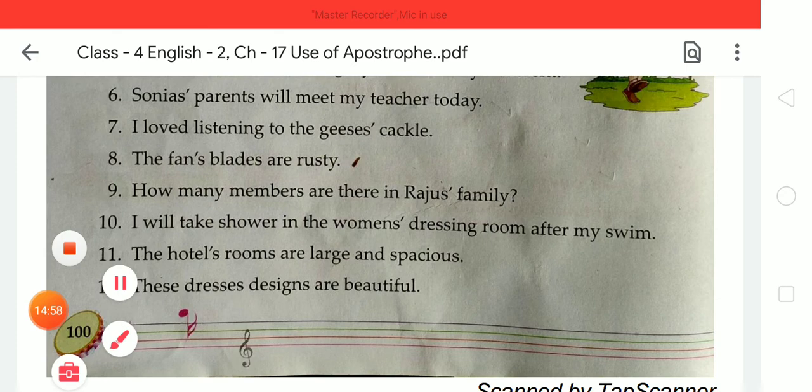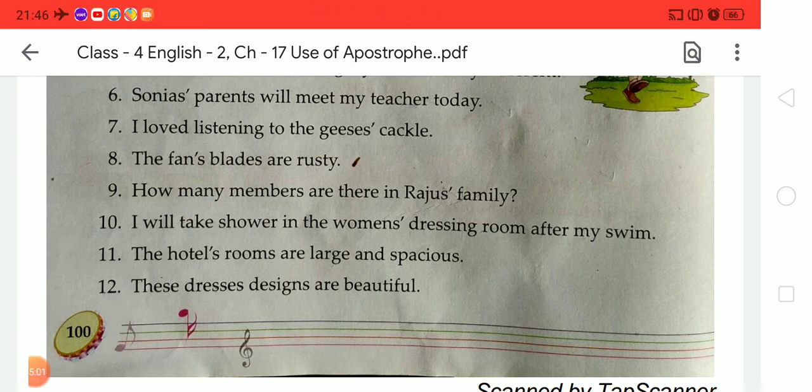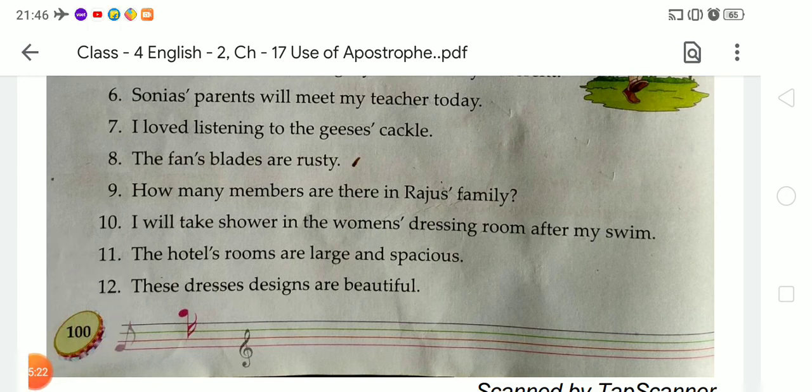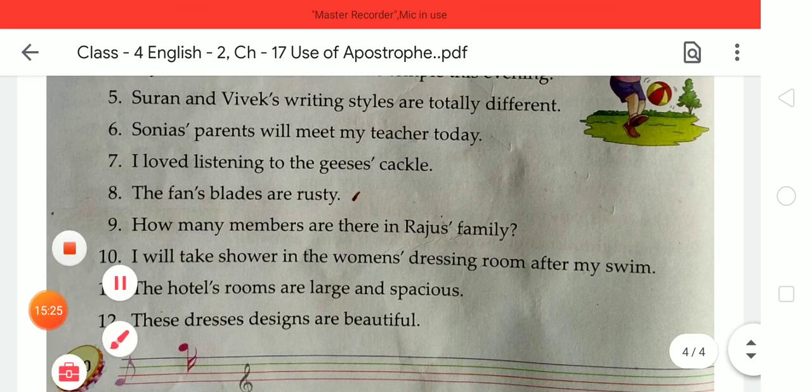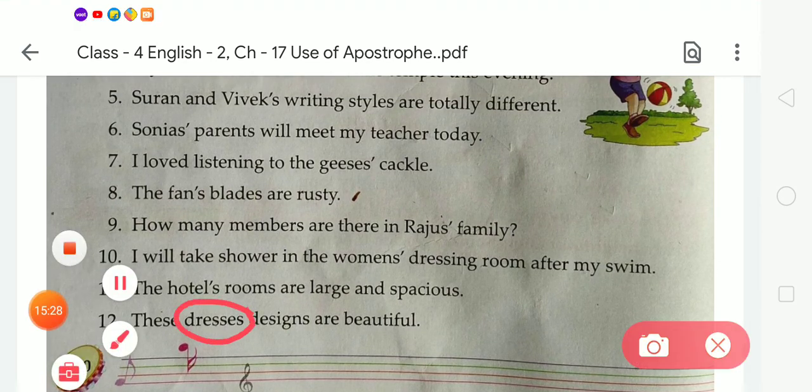Now come to the next, number 11. In number 11, the hotel's rooms are large and spacious. So student, here hotel's is correct, so we have to write this sentence the same way. And the last one is, these dresses' design are beautiful. So student, here is the word dresses, and we know that when a word ends with s, we have to use only the sign of apostrophe at the end of s. Okay, so it will be done.